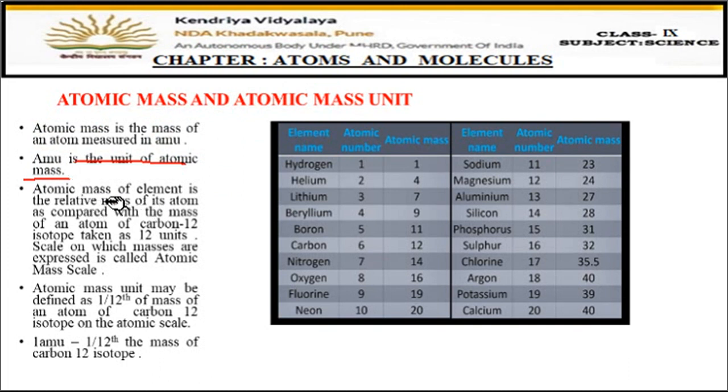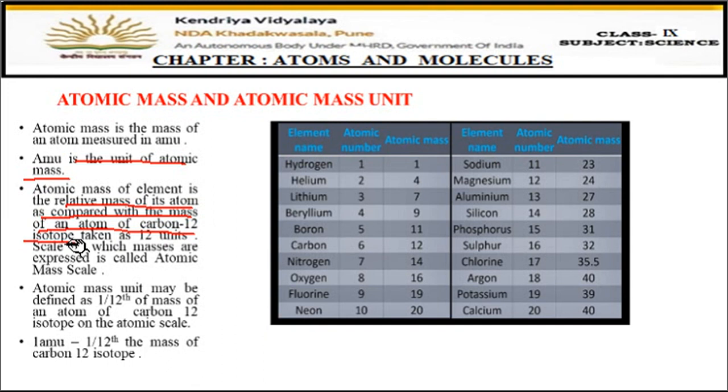Now, what is atomic mass actually? Atomic mass of an element is the relative mass of its atom as compared with the mass of an atom of carbon 12. Like see, for measuring something, we take some standard measurements, right?